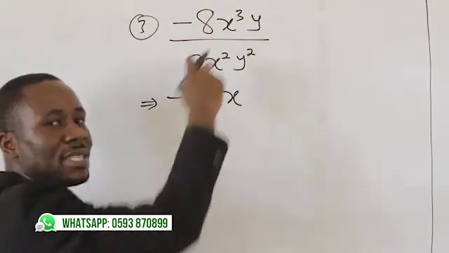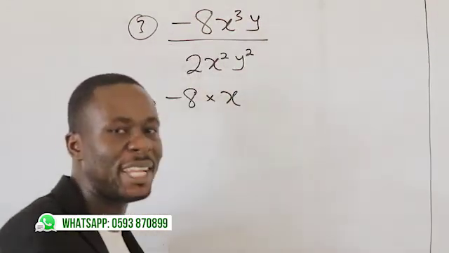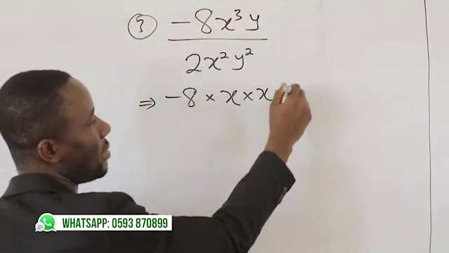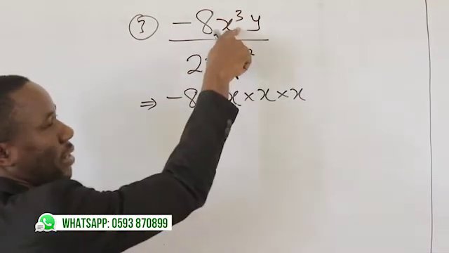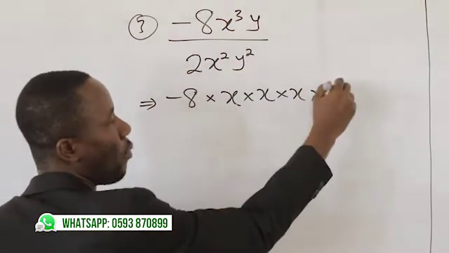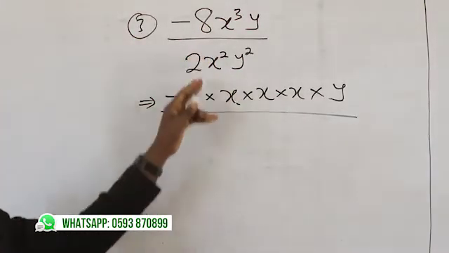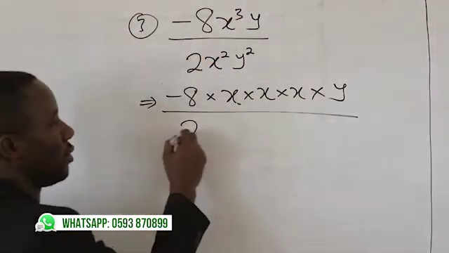X exponent 3 means x multiplying itself repeatedly 3 times. So x times x times x. That's x exponent 3. Multiplied by y. I'm done with the numerator. Then down part 2.